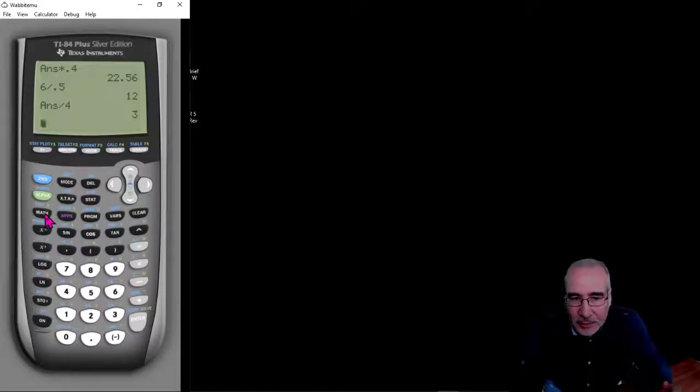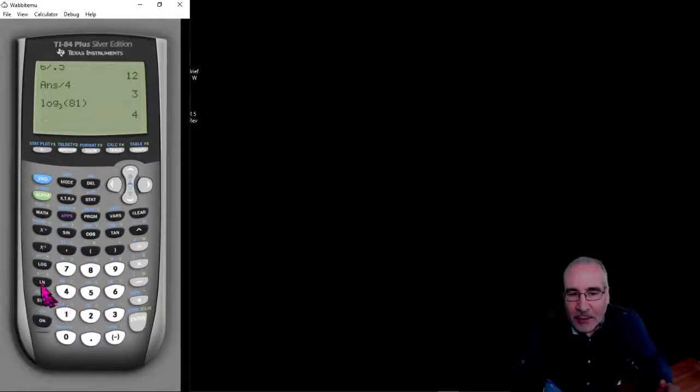Most calculators, if you go to the math menu and come down, have something called log base. What that allows you to do is put in log base 3 of 81, which equals 4. Remember, that's 3 to the 4th is equal to 81.